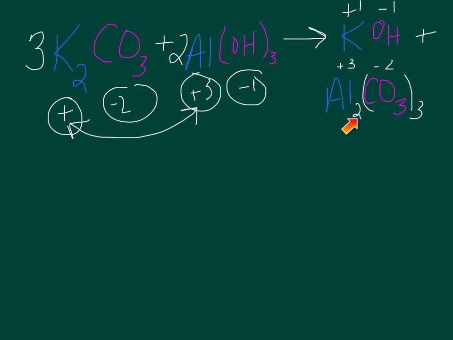This gives me 6 potassiums, so I'm going to put a 6 in front of the KOH, and that also gives me 6 hydroxides, and 2 times 3 is 6 as well. So that is a balanced double replacement reaction.